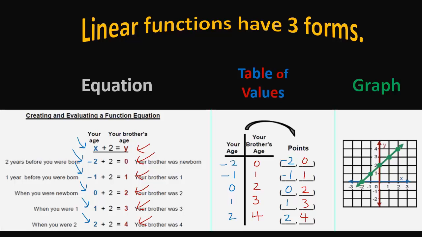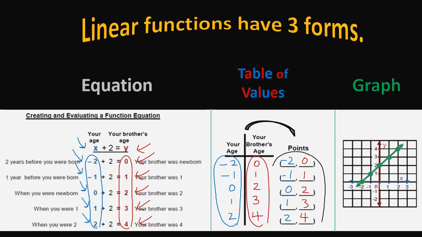We can make a table of values that just shows all of our x numbers and our y numbers. This is leaving out the plus 2 equals that is in the equation. And all of these x and y numbers combine into points, which we write inside parentheses and with a comma separating the x and y numbers.